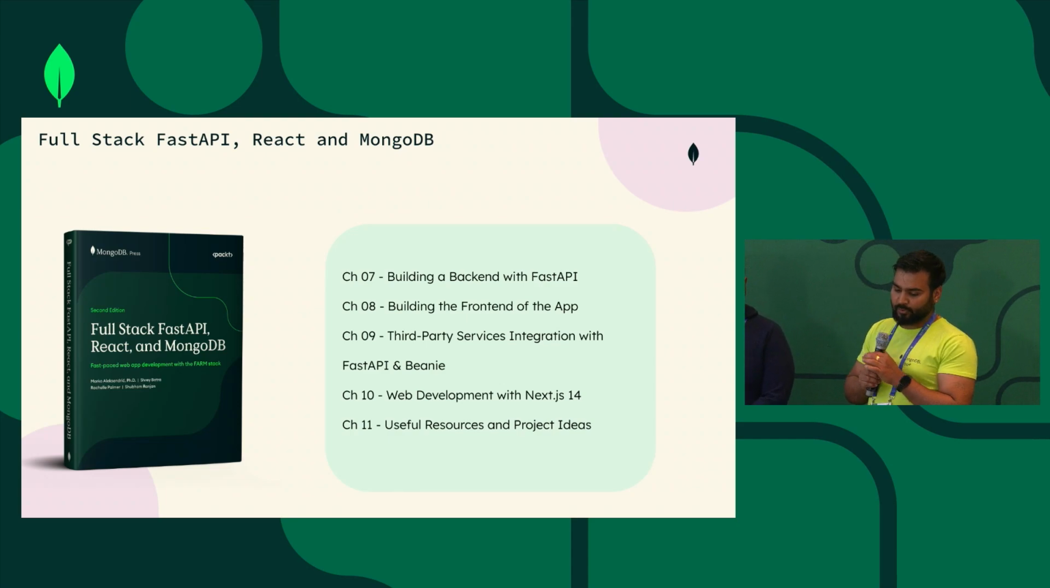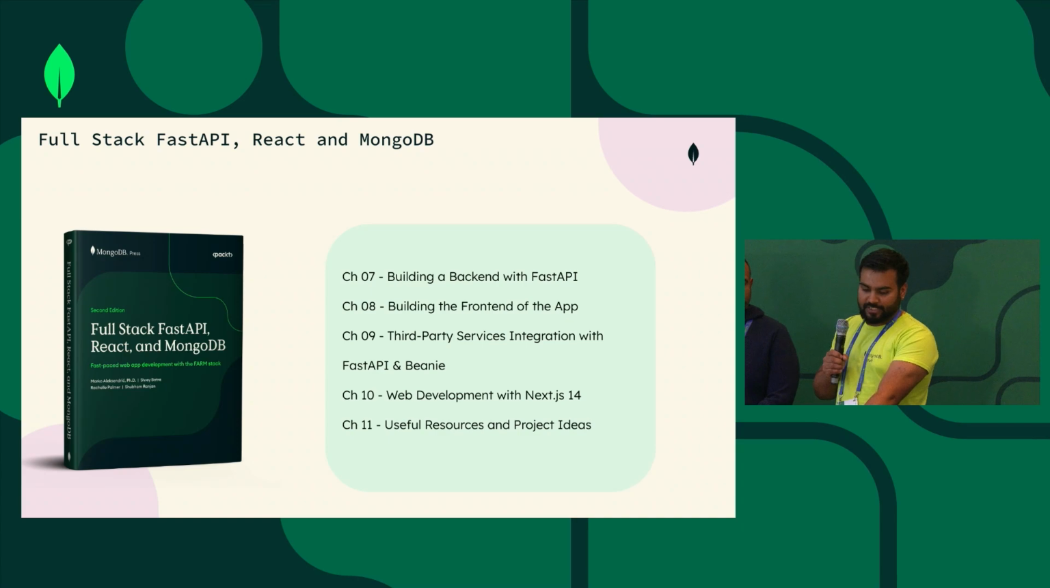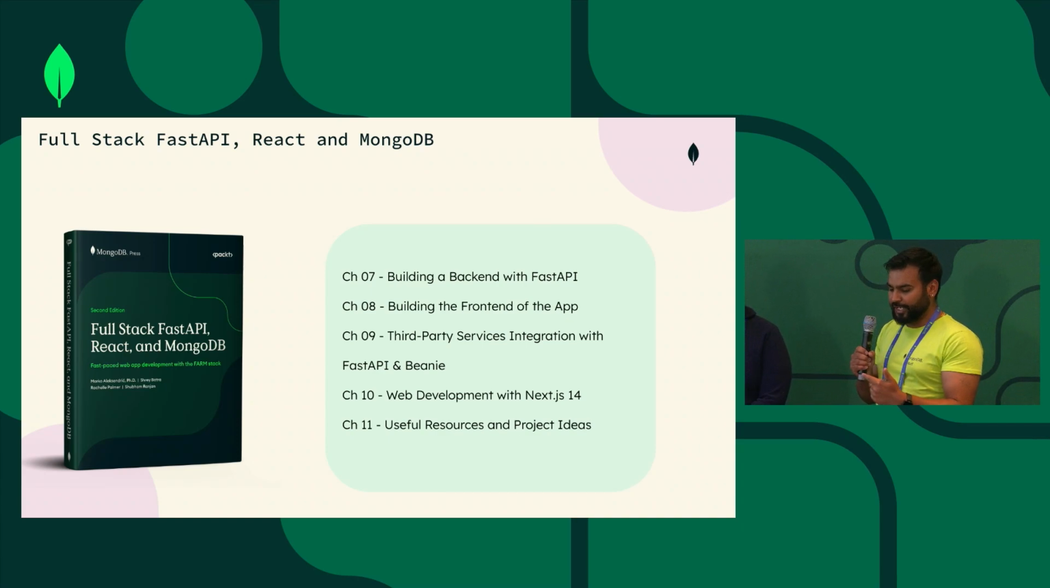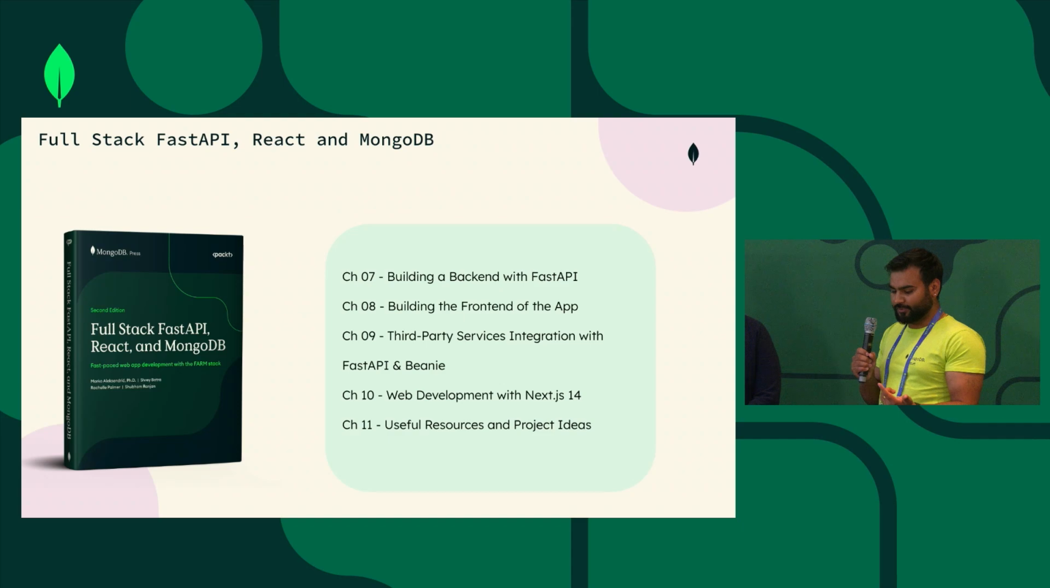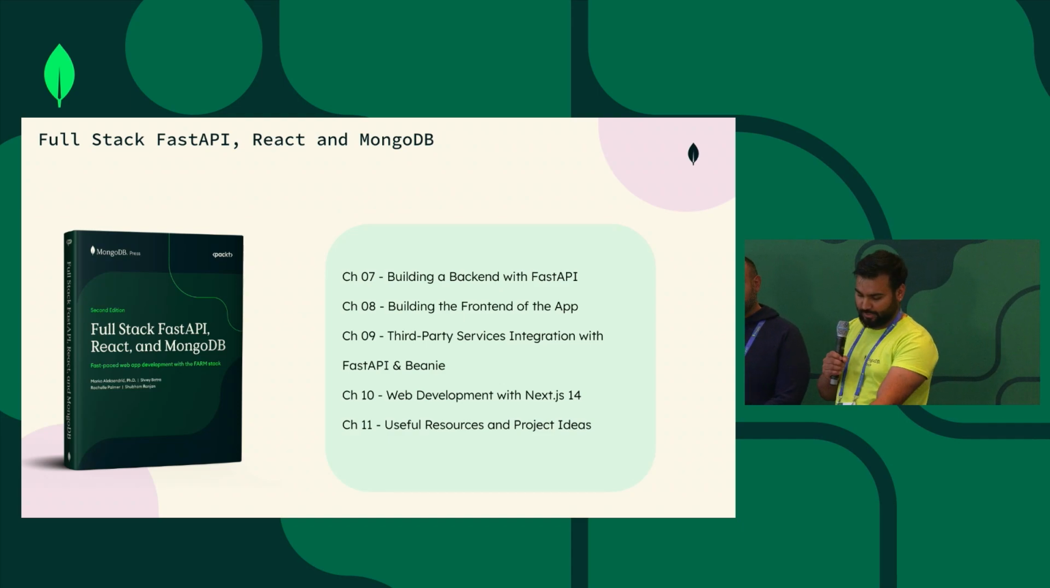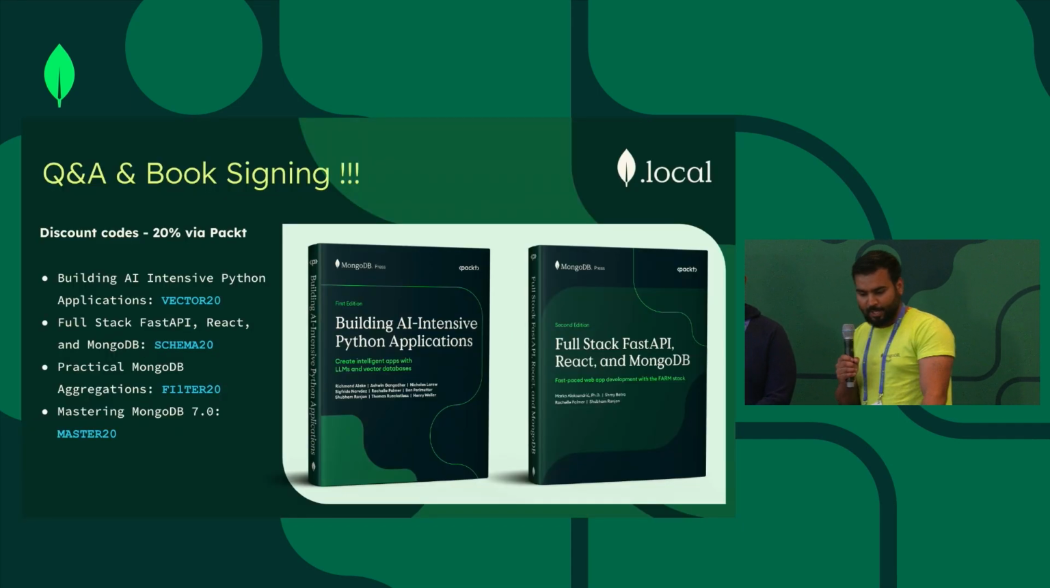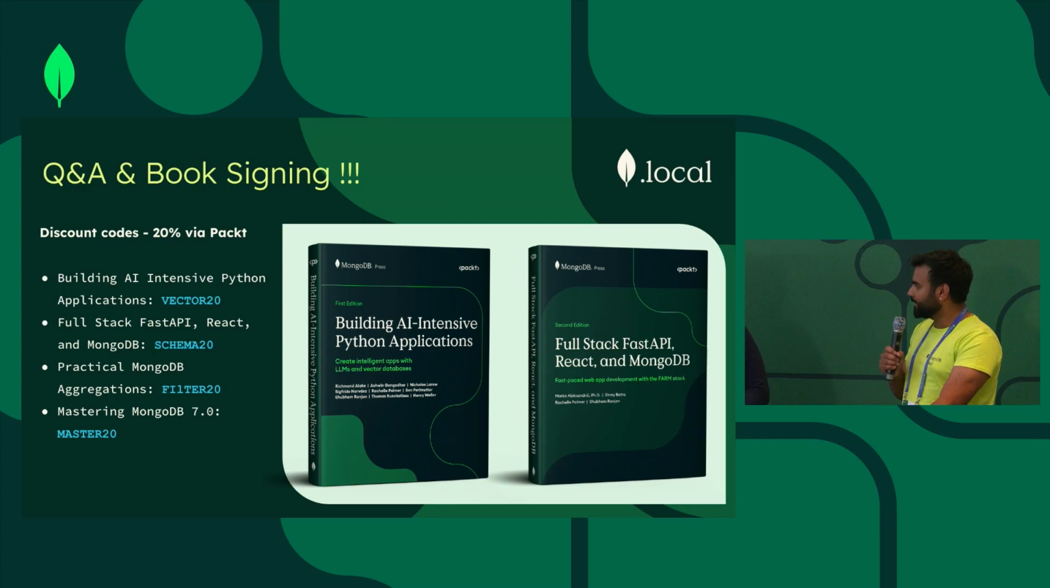In chapter 9, then we cover third-party services like OpenAI as well, how you can hook up an LLM to your FastAPI app to do some sort of generative work. And then in chapter 10, we cover web development and Next.js and how you can use all these technologies to improve the performance of your web application. And then chapter 11, we just cover some best practices for FastAPI, React, and MongoDB. Yes, that's about it.